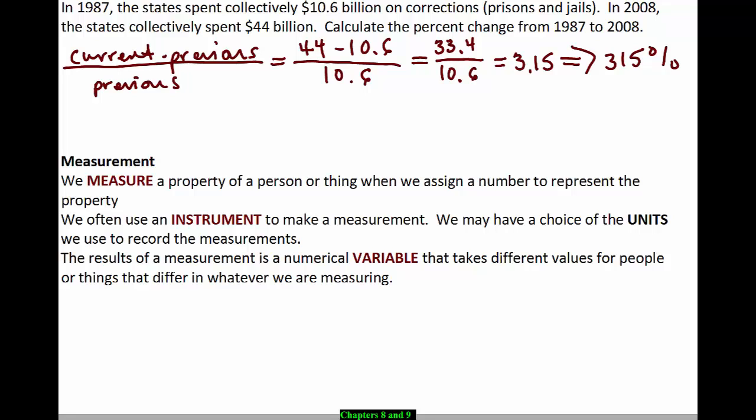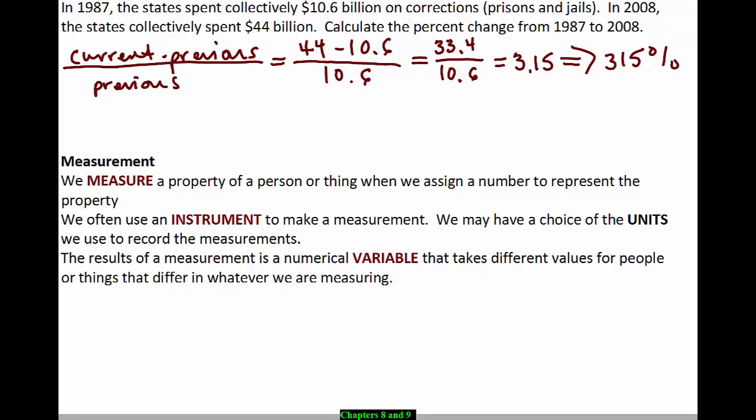Now we get into the measurement portion of our lecture. This is covering Chapter 8. We measure a property of a person or thing when we assign a number to represent the property. We often use an instrument to make a measurement. We may have a choice of the units we use to record the measurements.